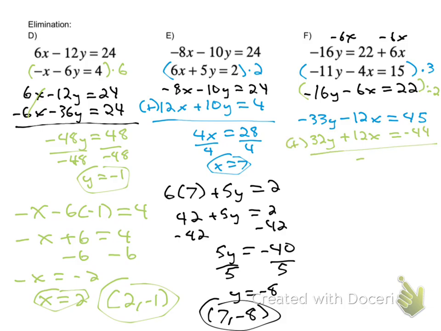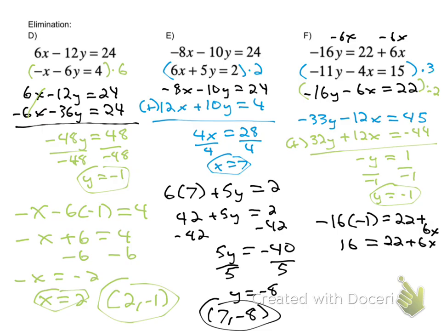Add them, and I get negative y equals 1 divided by negative 1. Y equals negative 1. Plug that back in. I'm going to plug it into the first one. Negative 16 times negative 1 equals 22 plus 6x. So that'll be 16 equals 22 plus 6x minus 22. I get negative 6 equals 6x. Divided by 6, x equals negative 1. So that answer is negative 1, negative 1.